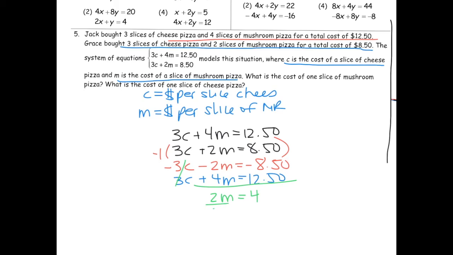So we have the cost of 1 slice of mushroom pizza is $4 per slice, aka $2 per slice.